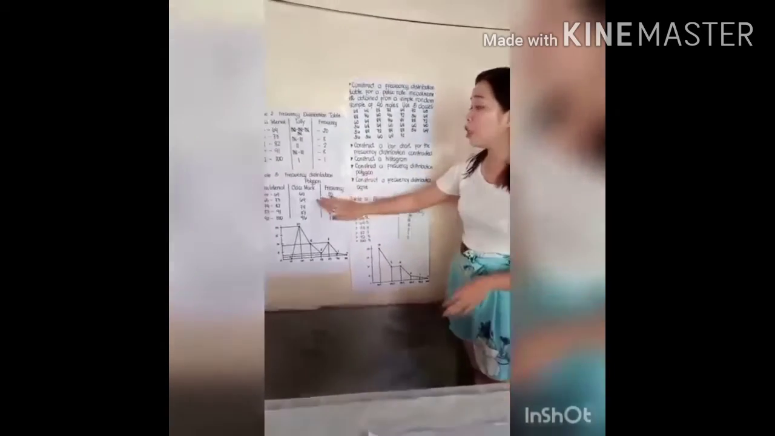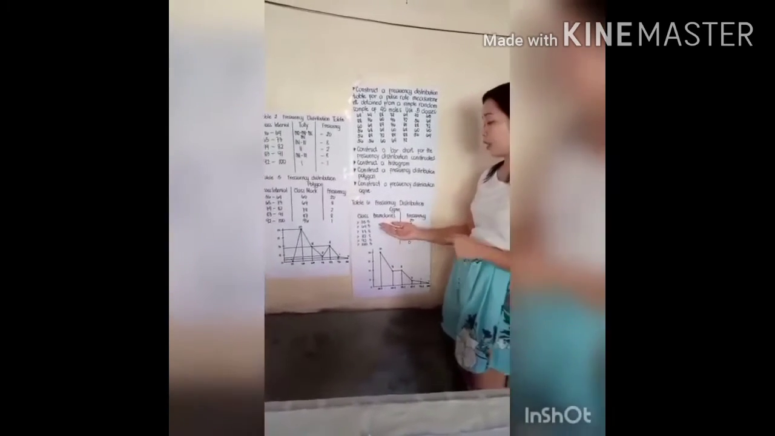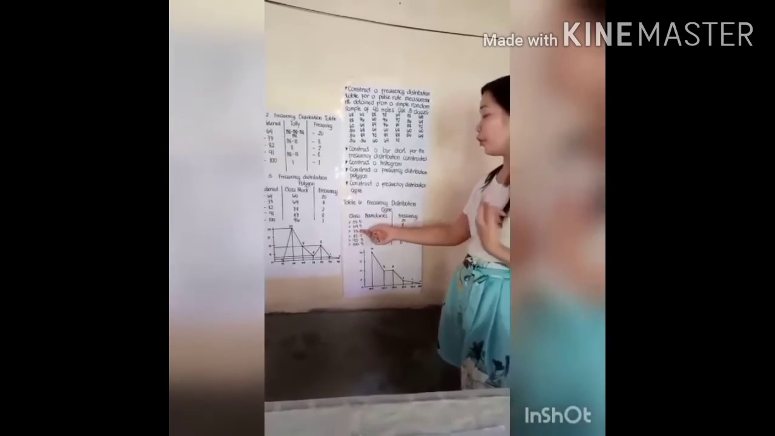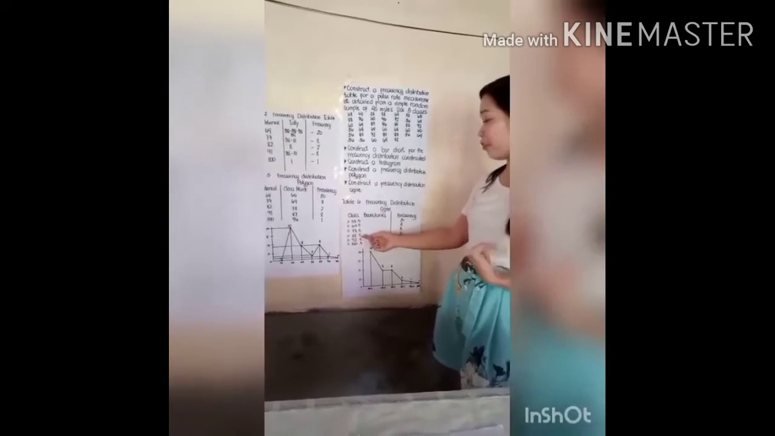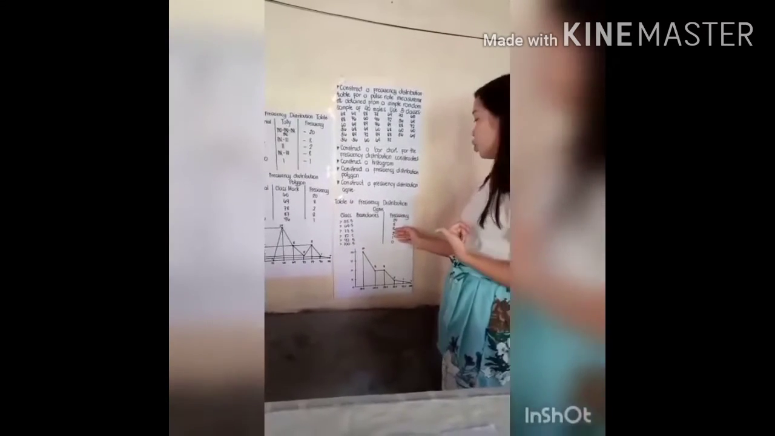In polygon, we use the class mark, but in ogive, we must use the class boundaries. So, our class boundaries are 55.5, 64.5, 73.5, 82.5, 92.5, and 100.5. Same with the frequency distribution.